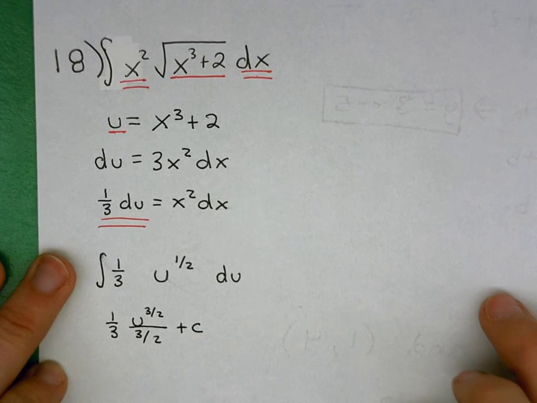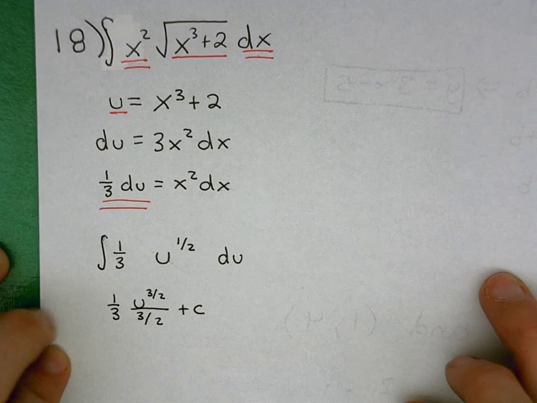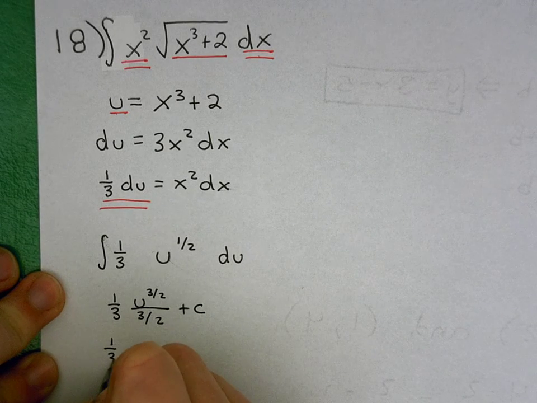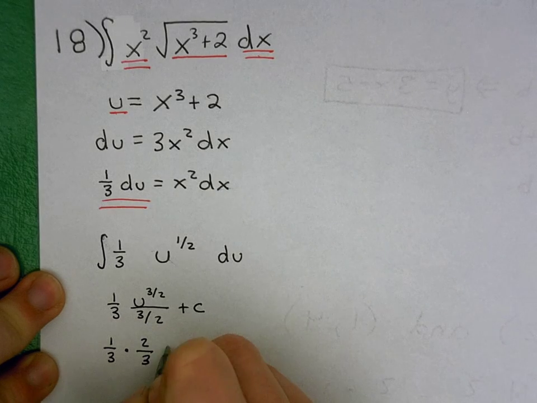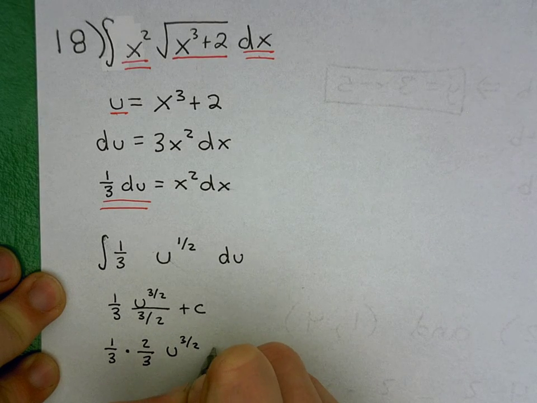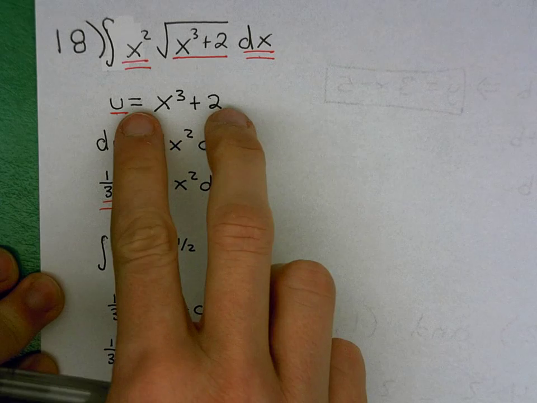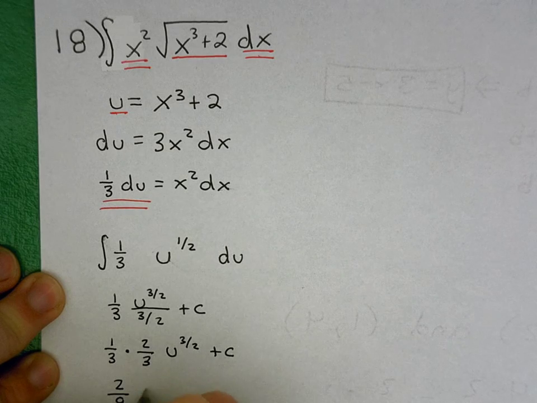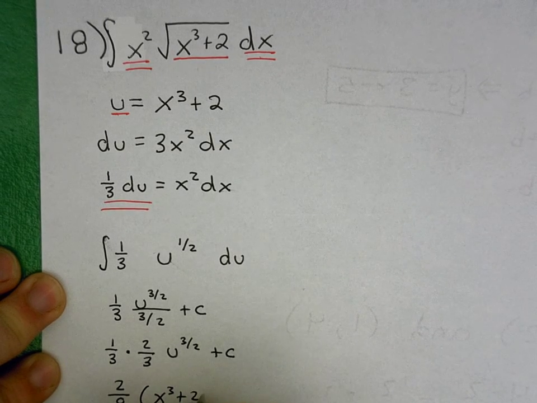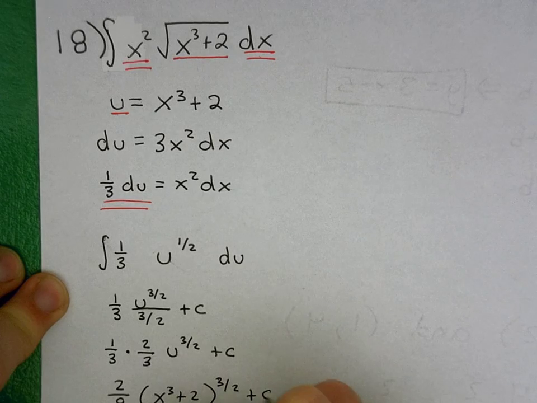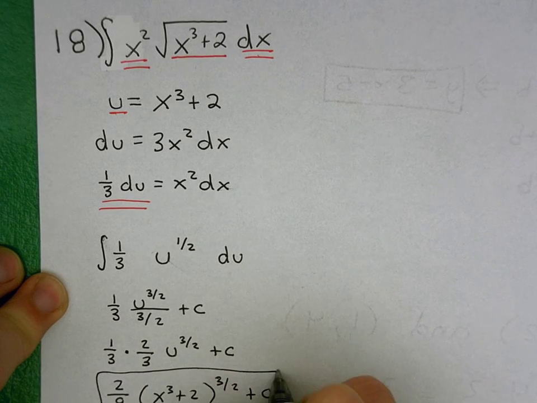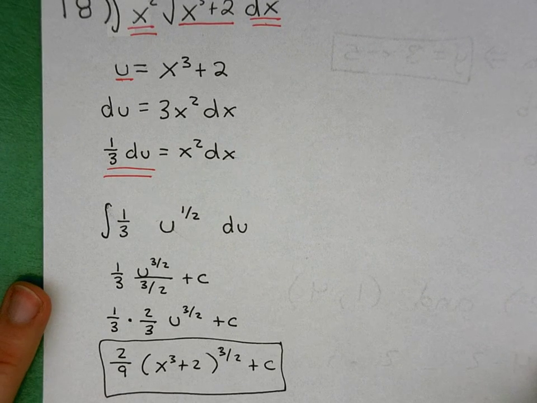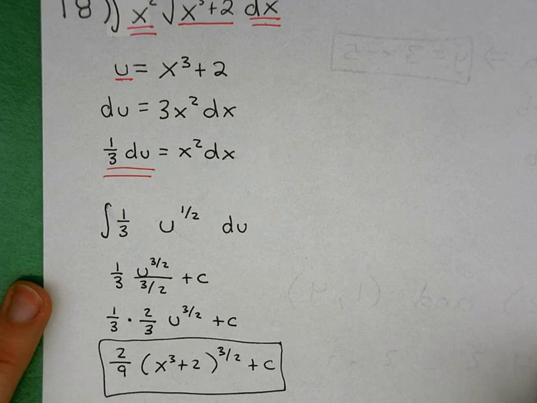And dividing by a fraction, remember we learned this back in 4.1, or I should say reminded ourselves of it back in 4.1. Dividing by a fraction is the same thing as multiplying by its reciprocal. And then again, our last step is to take this x piece and stick it back into the u. And so we're going to have 2/9 (x cubed plus 2) to the 3/2 plus c. There we go. 2/9 quantity of x cubed plus 2 to the 3/2 plus c.